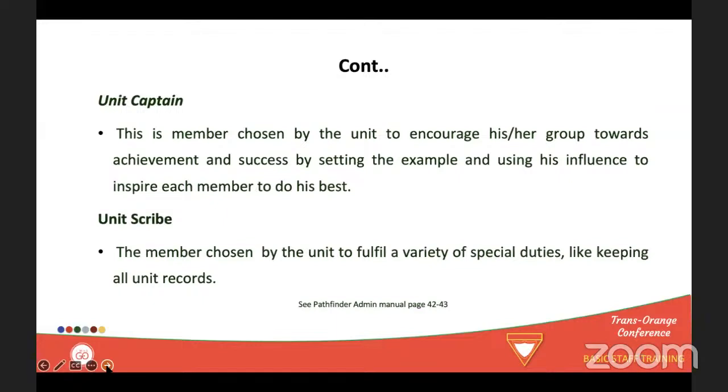We also have the unit captain. This is a member chosen by the unit to encourage his or her group towards achievement and success by setting the example and using his or her influence to inspire each member to do his best. We also have the unit scribe, the member chosen by the unit to fulfill a variety of special duties, like keeping all unit records. So these unit captains and scribes are chosen amongst the club members. Next slide.